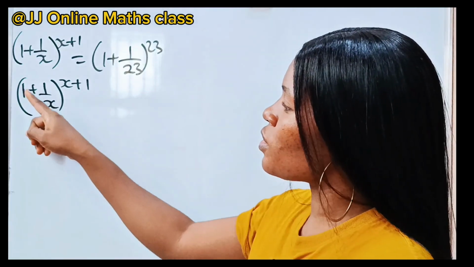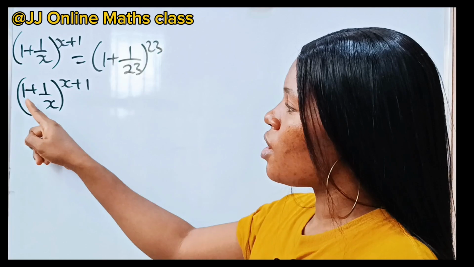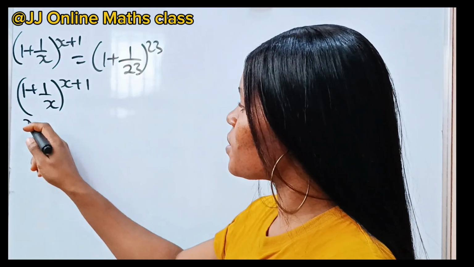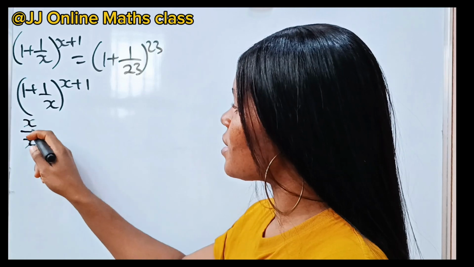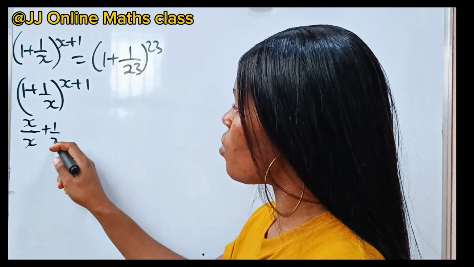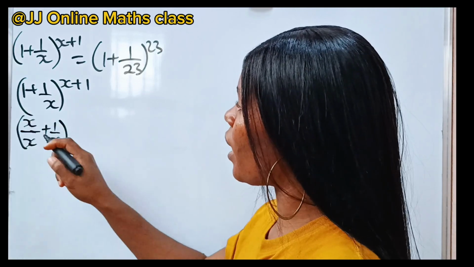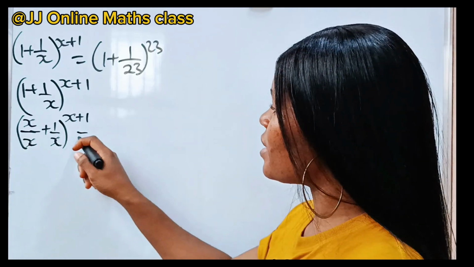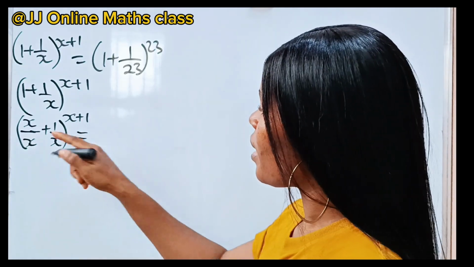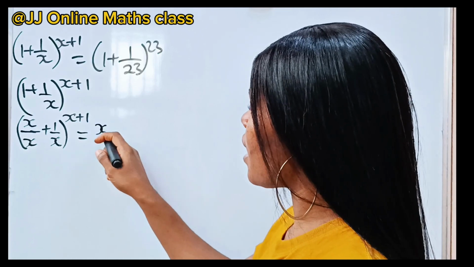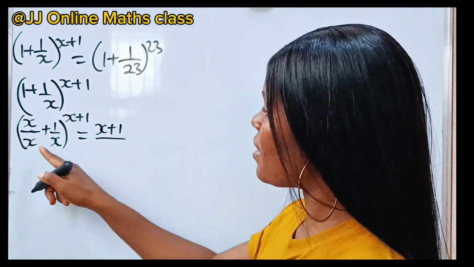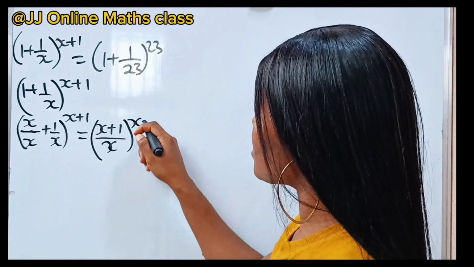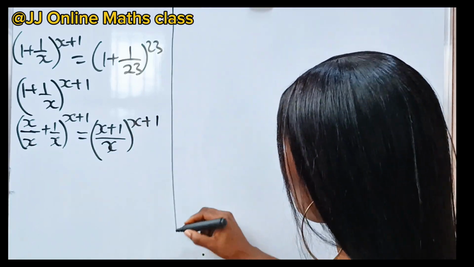First of all, let's just solve what we have inside the bracket. 1 plus 1 over x is the same thing as x over x plus 1 over x, raised to the power of x plus 1. Now, this is the same thing as x plus 1 divided by x, raised to the power of x plus 1.